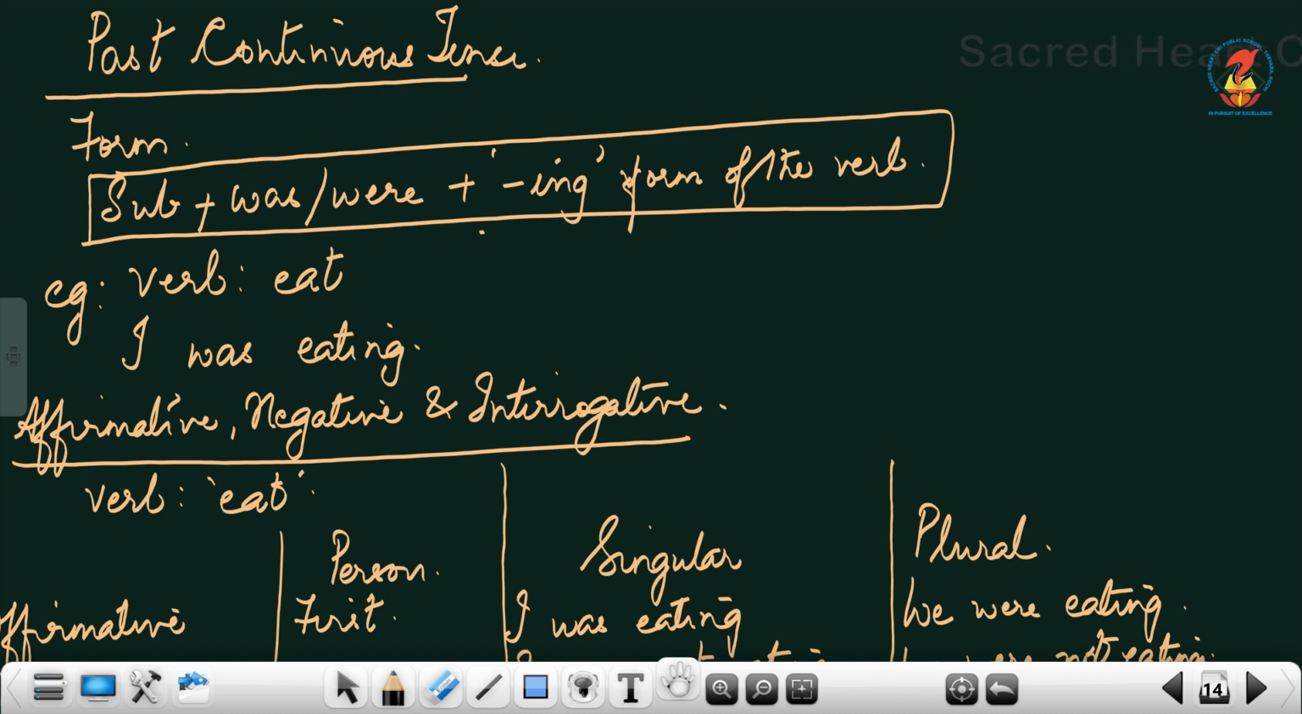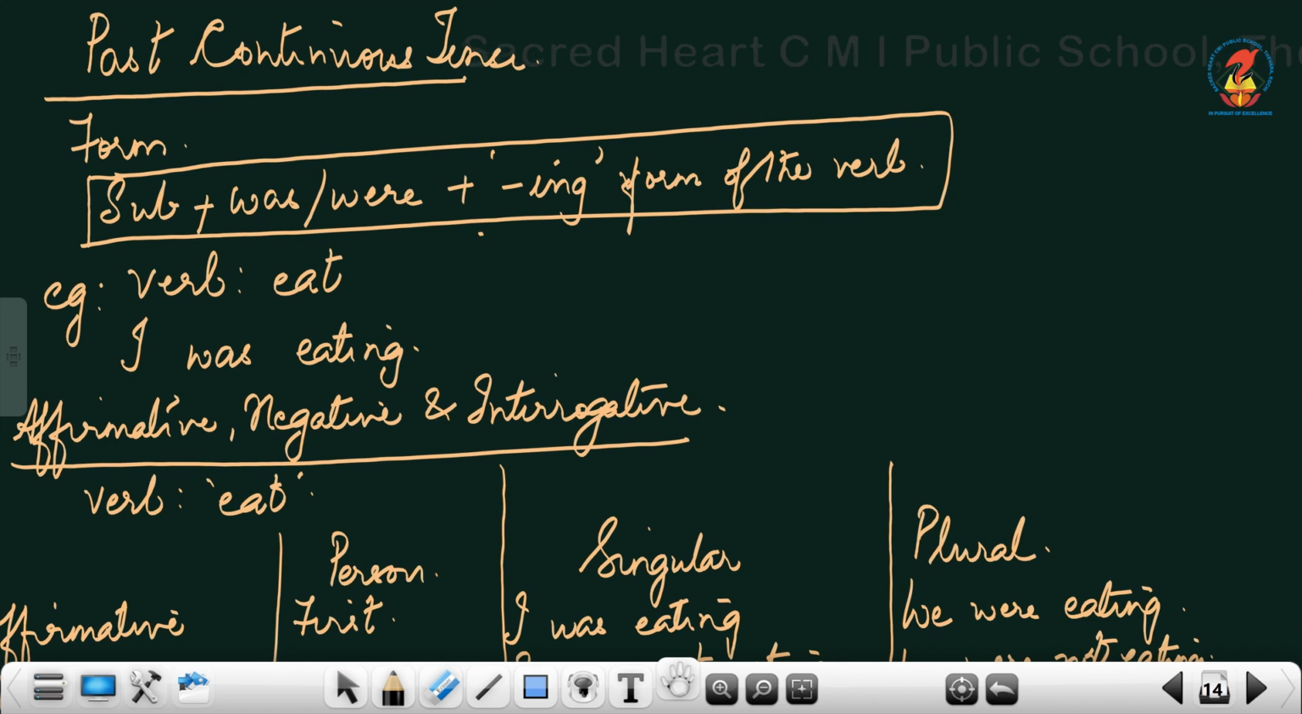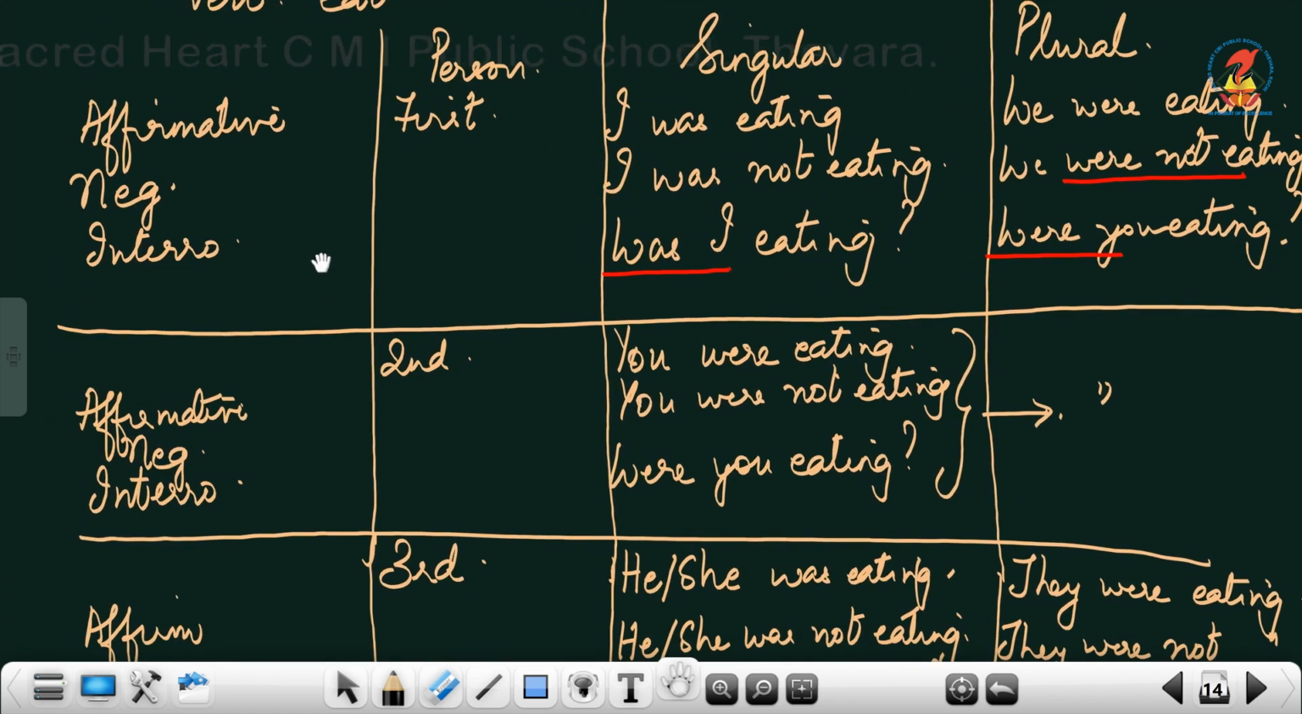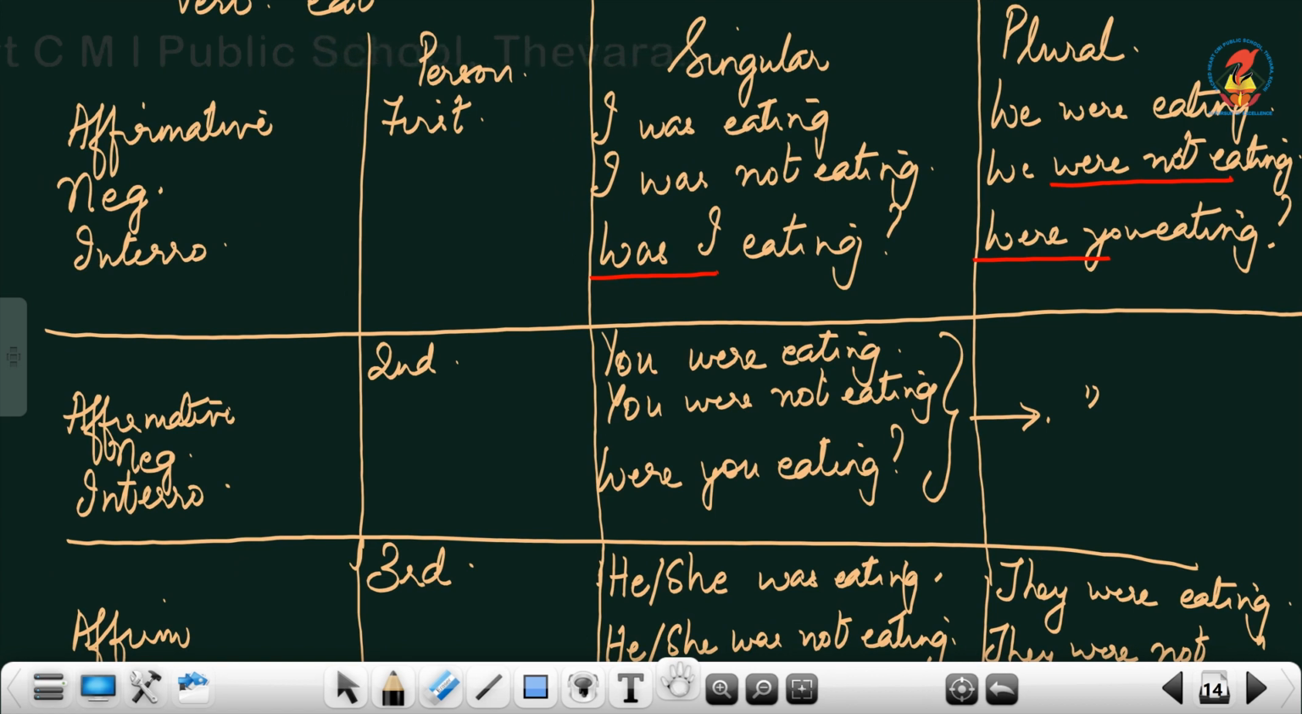Now, how are you going to express this in the affirmative, negative and interrogative form? Here I have it in the first person, that is I or we. How am I going to express it in the past continuous form? I was eating. I was not eating. Was I eating? When it comes to the plural: we were eating, we were not eating, and were we eating? This is how you express it in the first person plural.